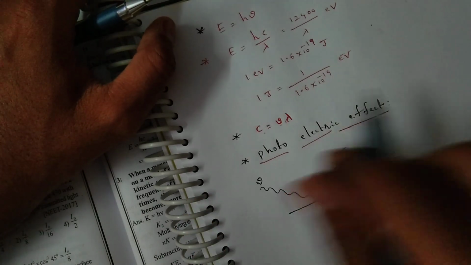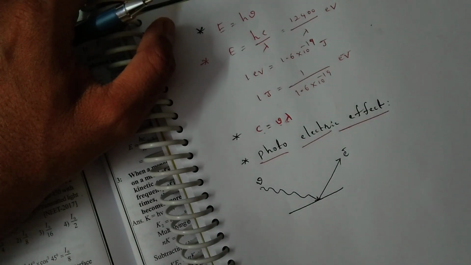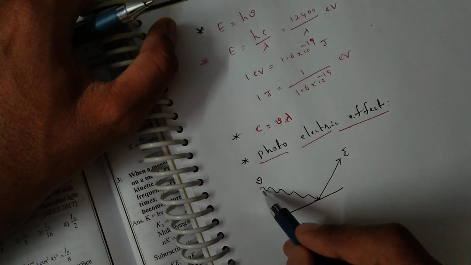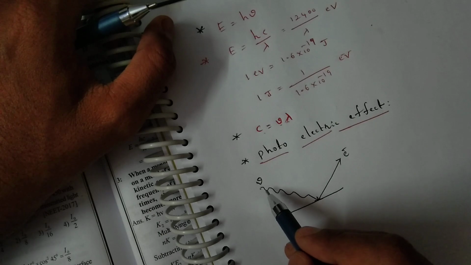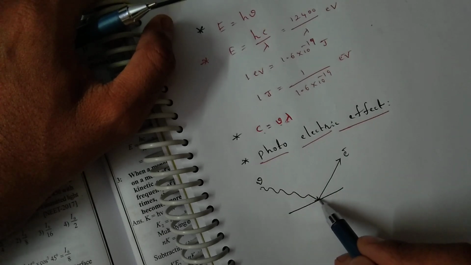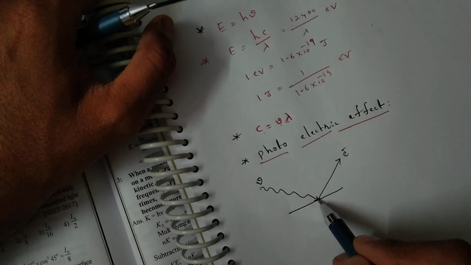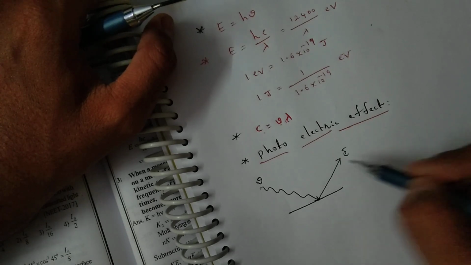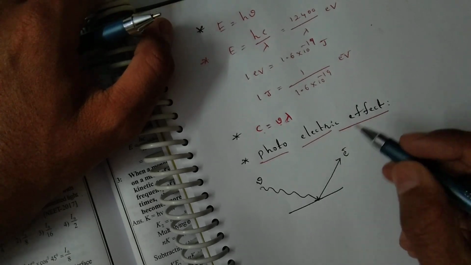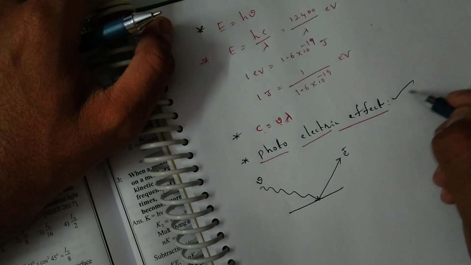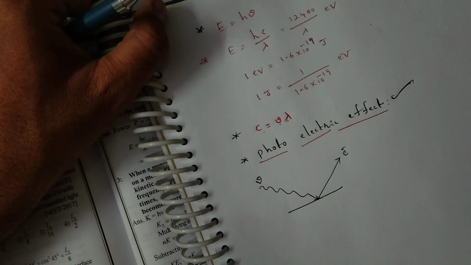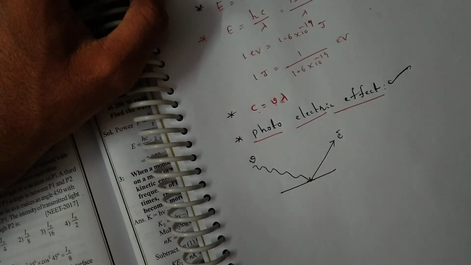This phenomenon is known as the photoelectric effect. Very simple. The energy of the photon is absorbed by the electron in the valence orbit, and thereby the electron comes out from the metal plate. This phenomenon is known as the photoelectric effect. Got it? No difficulty. Very simple.